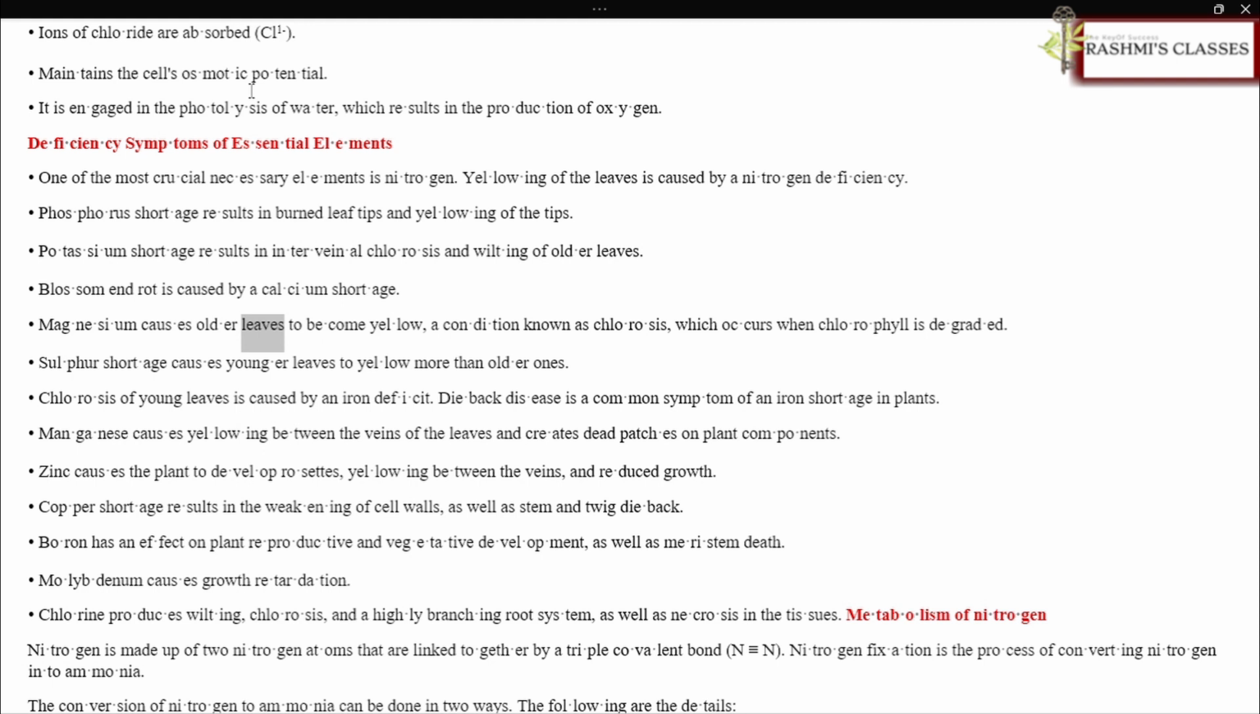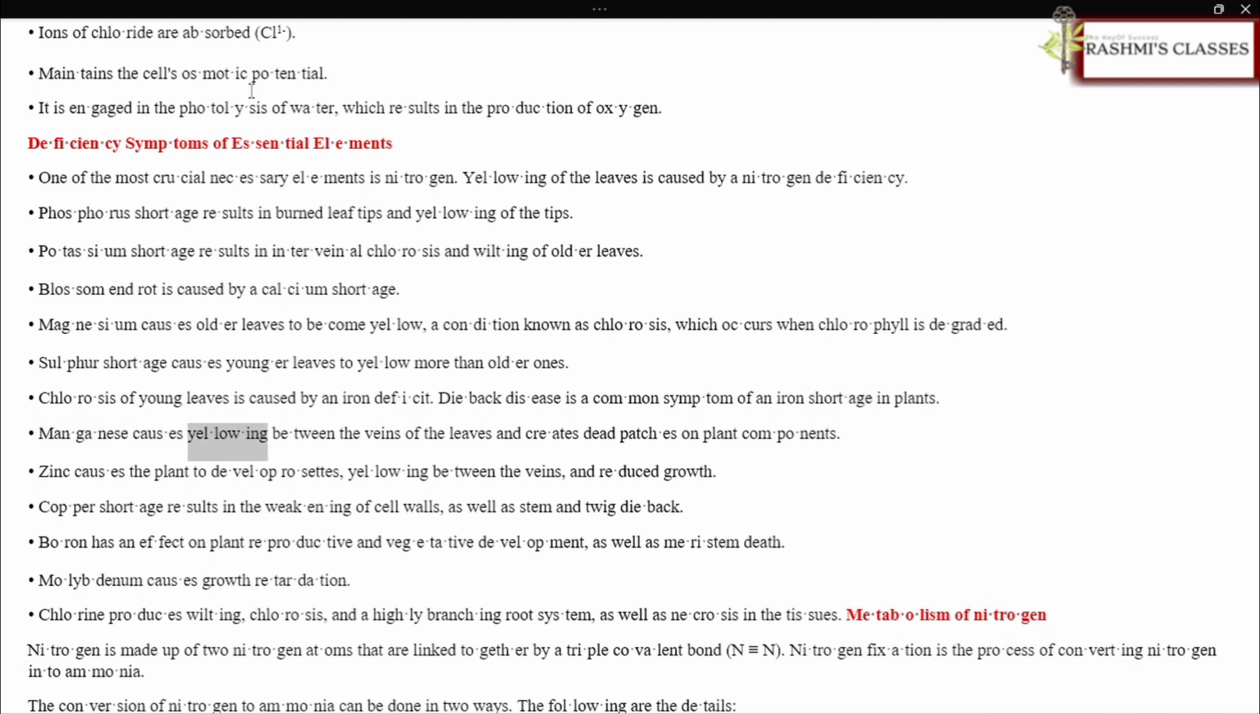Magnesium deficiency causes older leaves to become yellow, a condition known as chlorosis, which occurs when chlorophyll is degraded. Sulfur shortage causes younger leaves to yellow more than older ones. Chlorosis of young leaves is caused by an iron deficit. Dieback disease is a common symptom of an iron shortage in plants.